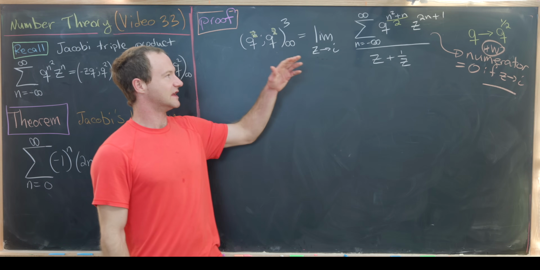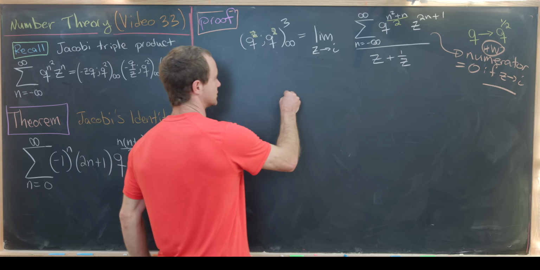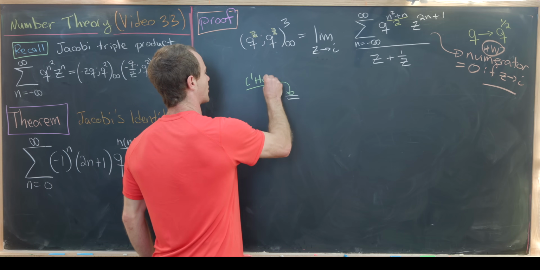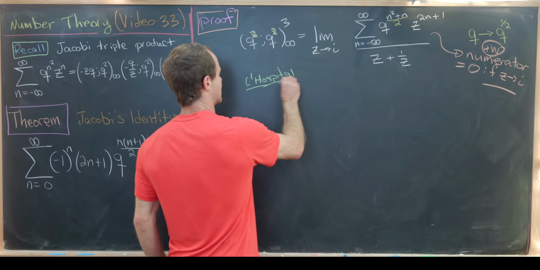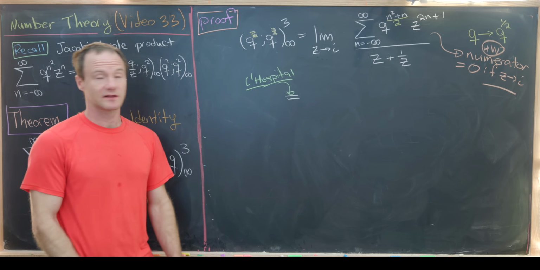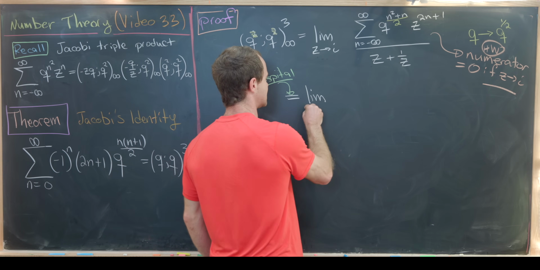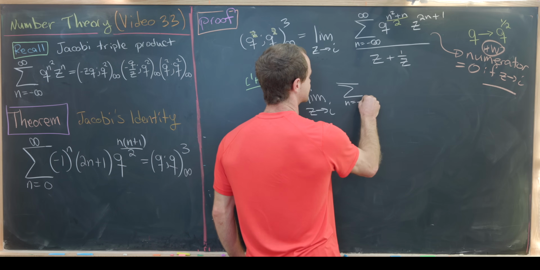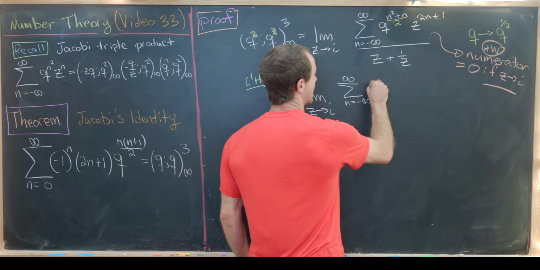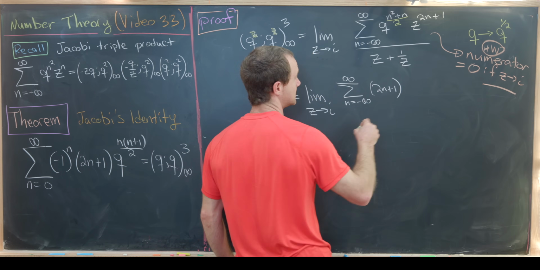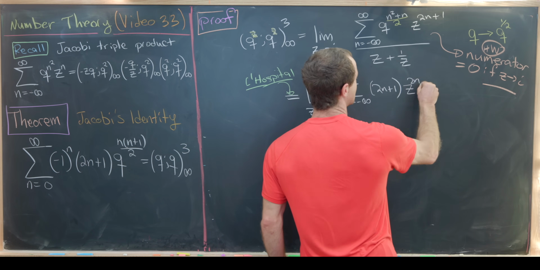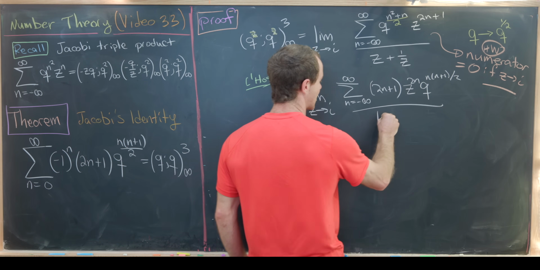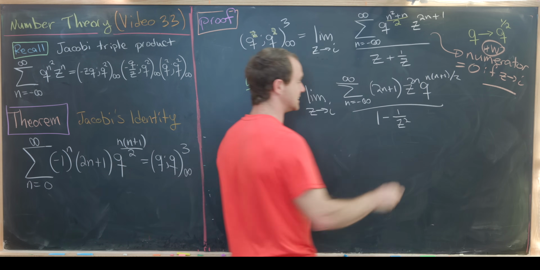But that means that we have an indeterminate form, so we can apply L'Hopital's rule, just like from calculus. So I think it's kind of nice when tricks from maybe an early math class show up in later math classes like this. So we'll apply L'Hopital's rule. That'll leave us with this limit as z goes to i of my sum as n goes from minus infinity to infinity of 2n plus 1 times z to the 2n, and then we have q to the n times n plus 1 over 2, and then in the denominator we have 1 minus 1 over z squared.